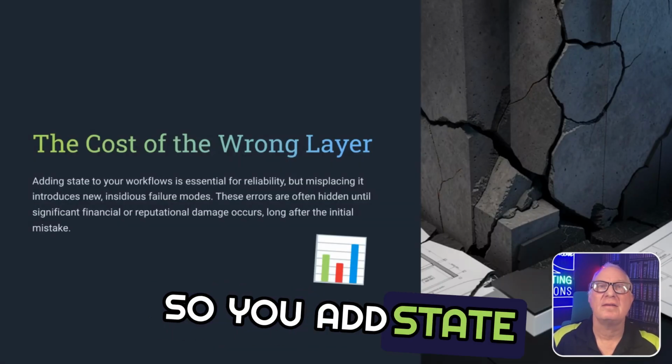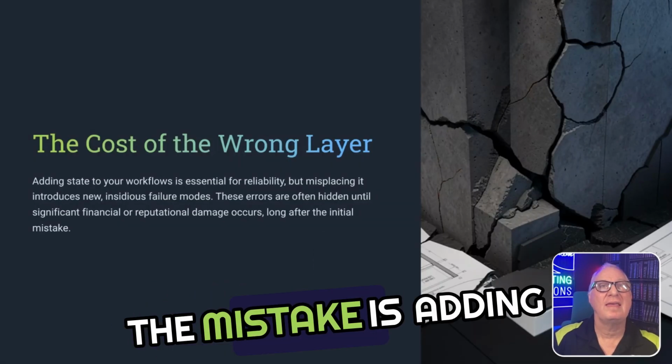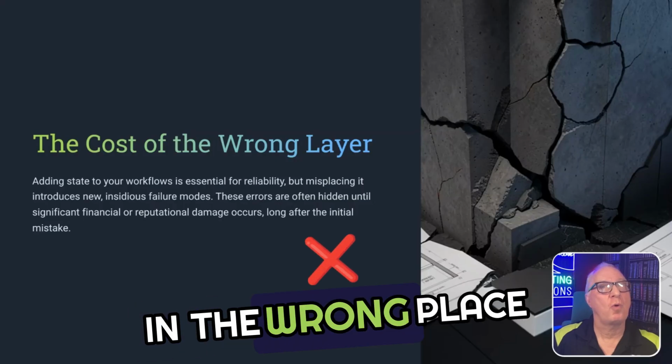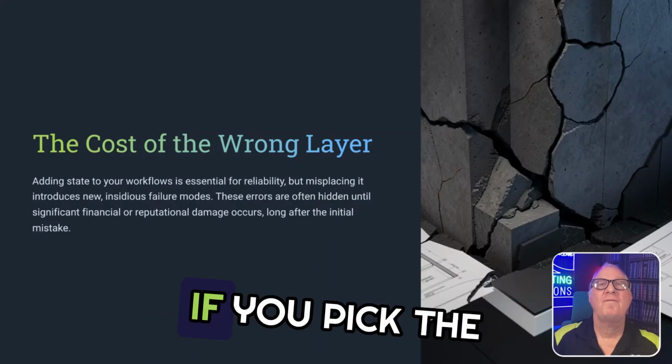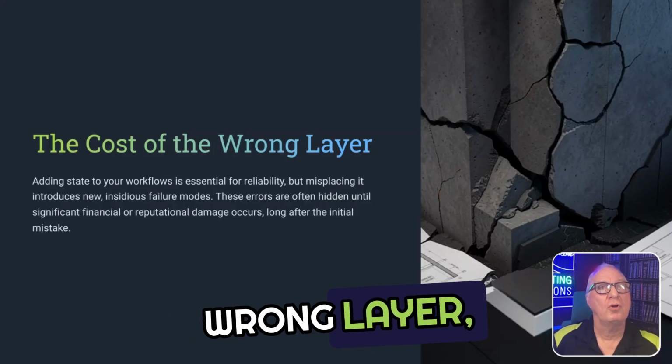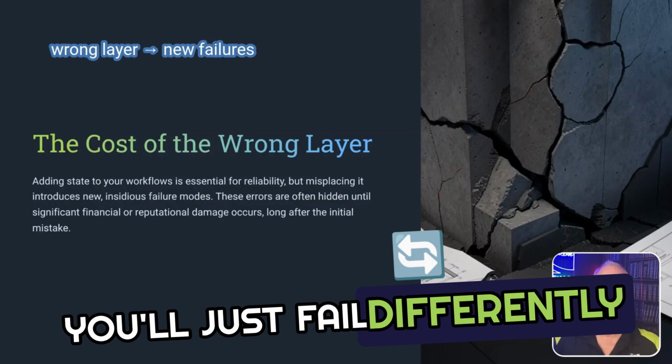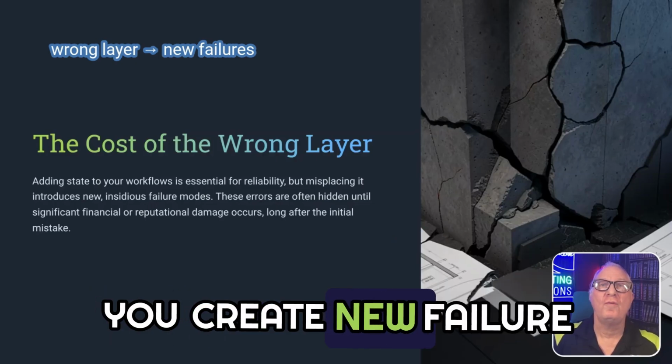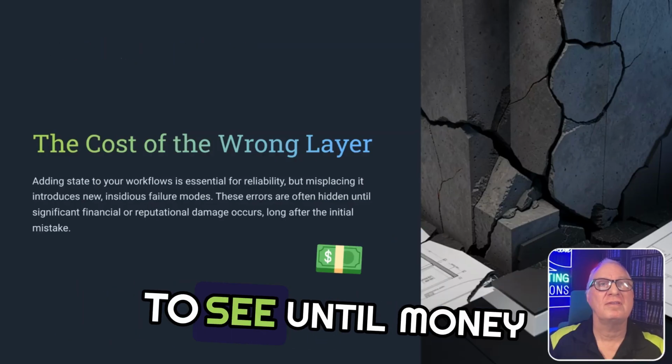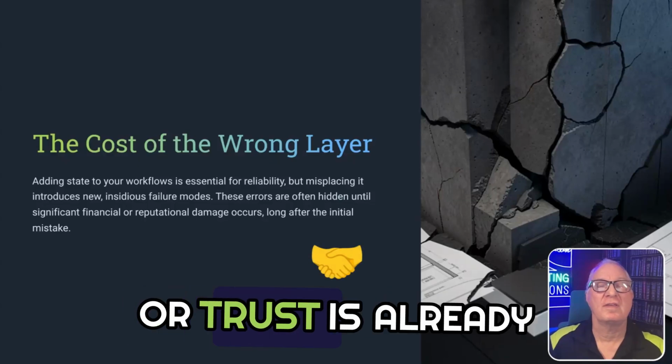So you add state. The mistake is adding state in the wrong place. If you pick the wrong layer, you don't just fail differently. You create new failure modes that are harder to see until money or trust is already gone.